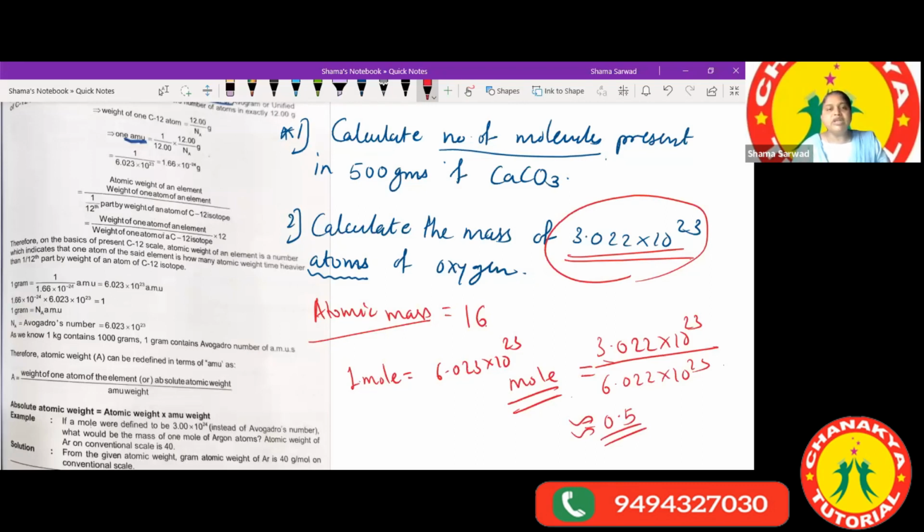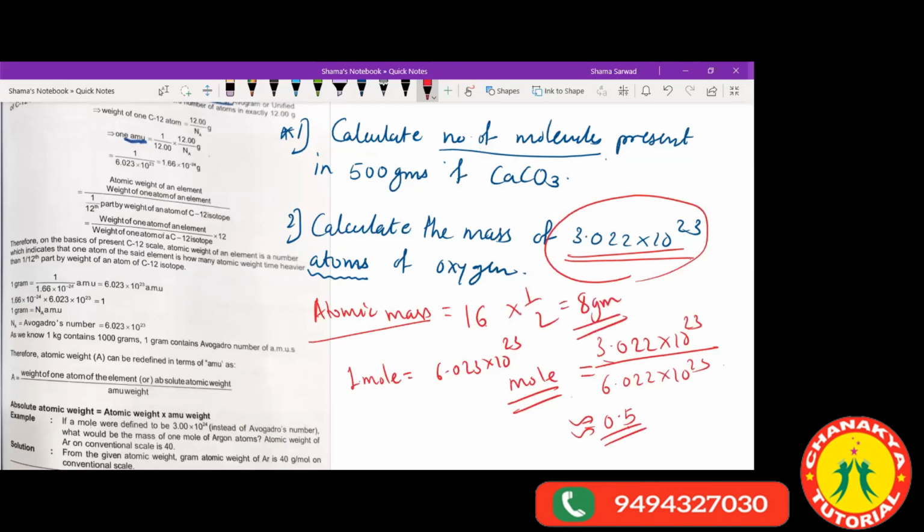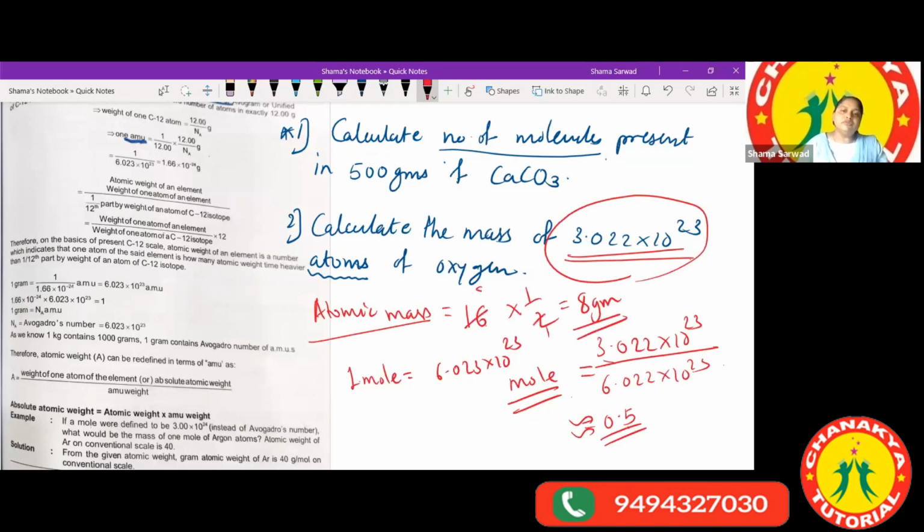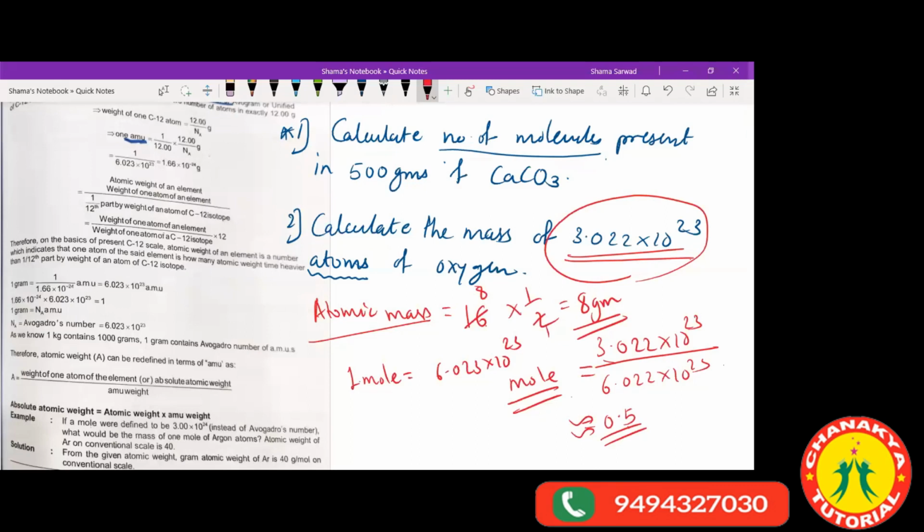So 0.5 is nothing but what? Half. So you need to multiply it by half. 8 grams. 2 ones are 2, 2 eights are 16. Clear? Understood?